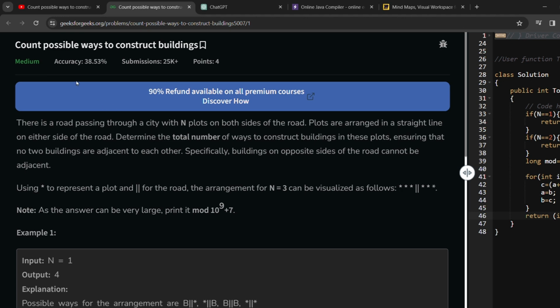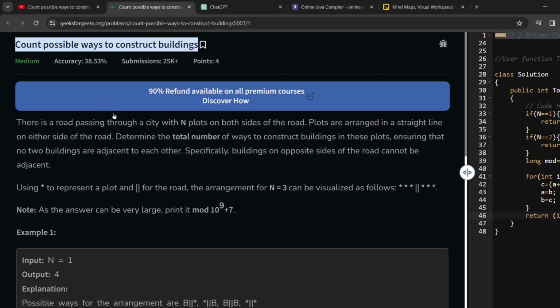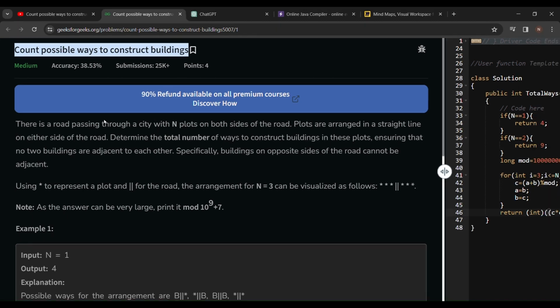Hello everyone. So this is the question: count possible ways to construct buildings. Believe me, in this video you are going to completely understand this solution in Java.